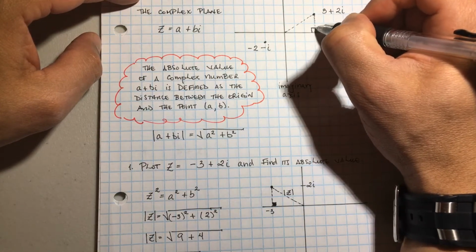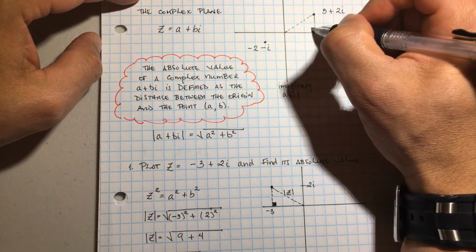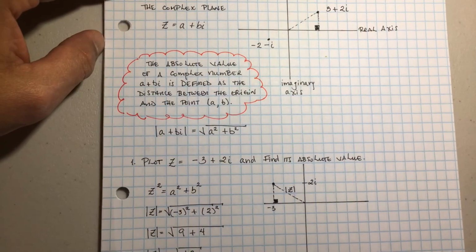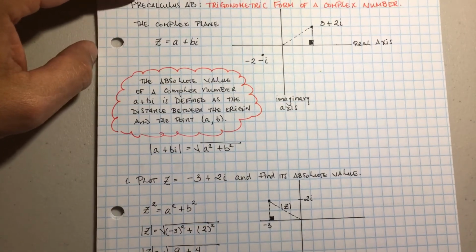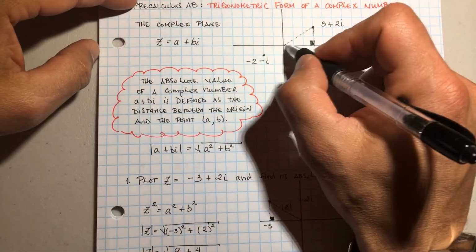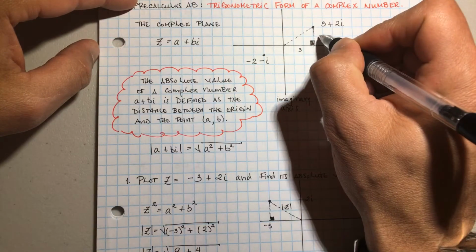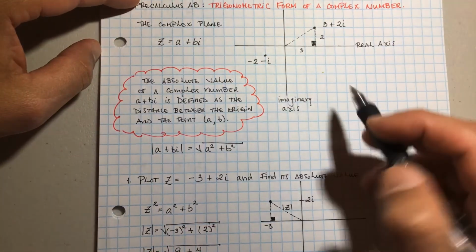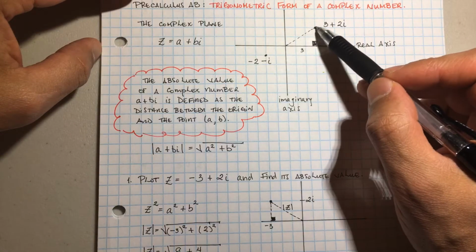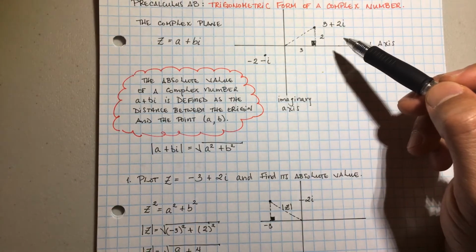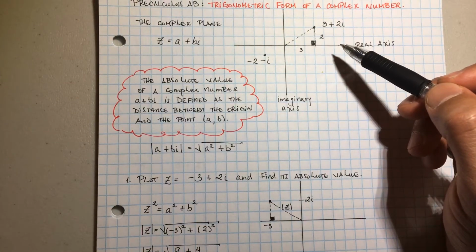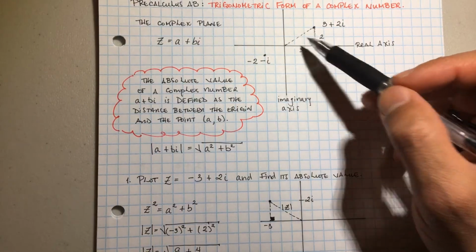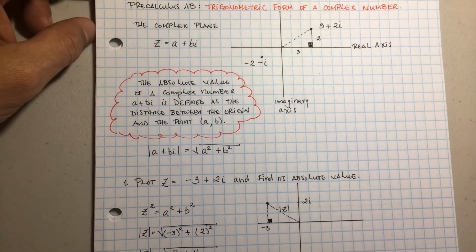And when we think about right triangles, what do we think about? Yeah, the Pythagorean Theorem. This distance is 3 units, and this distance is 2 units. So if I wanted to find the distance from here to here, all I have to do is apply the Pythagorean Theorem, and I can find that distance, which is called the absolute value.